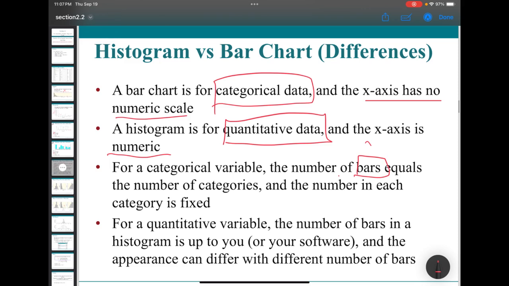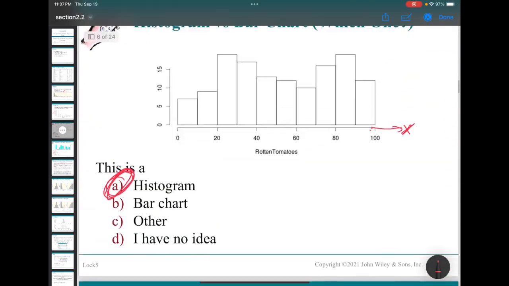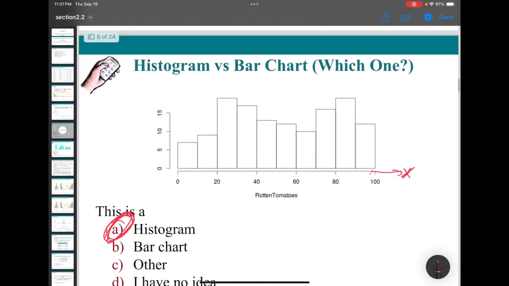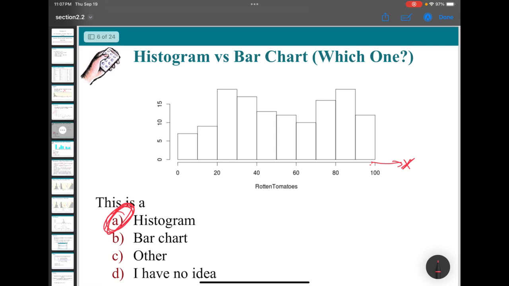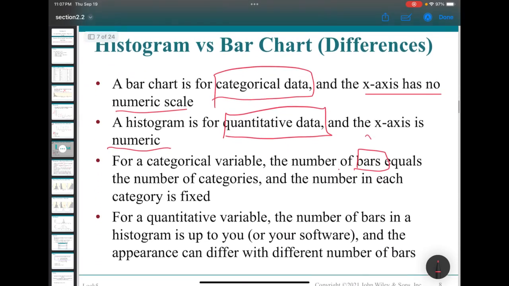In section 2.2, I was talking about quantitative variables and how to visualize them. We use dot plot, and we use histograms. Actually, two things, and then we compare bar chart with histograms. Those are the three things.